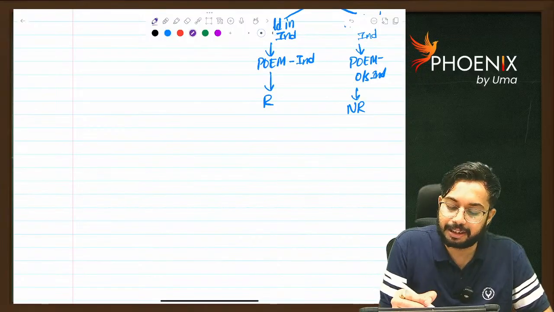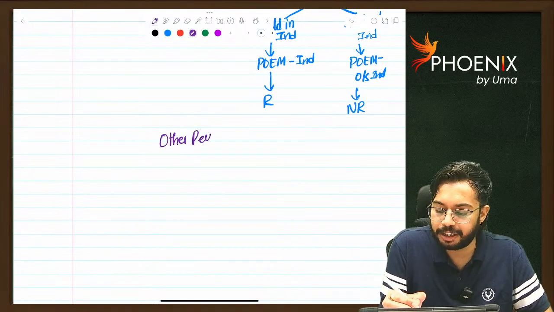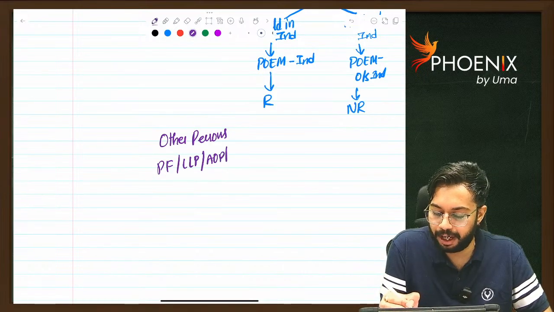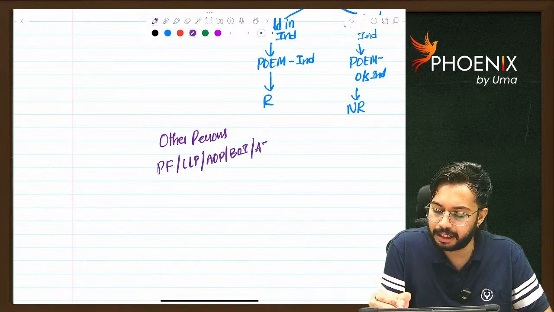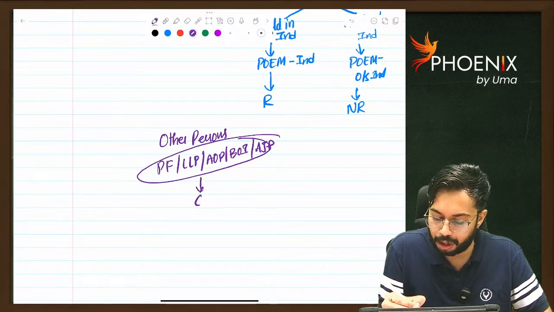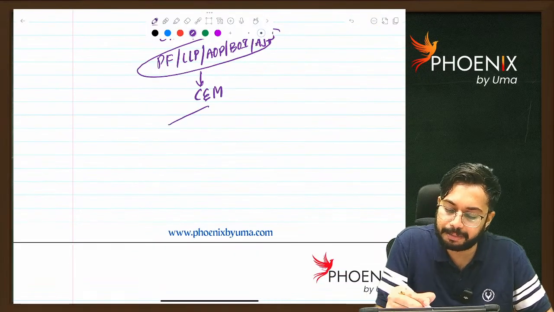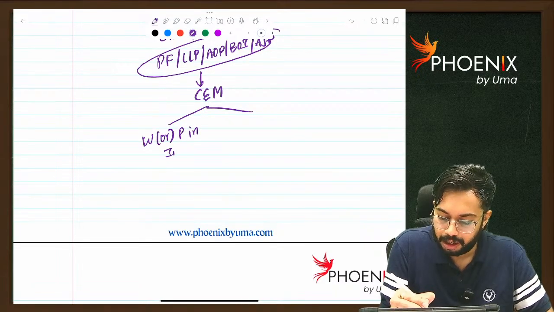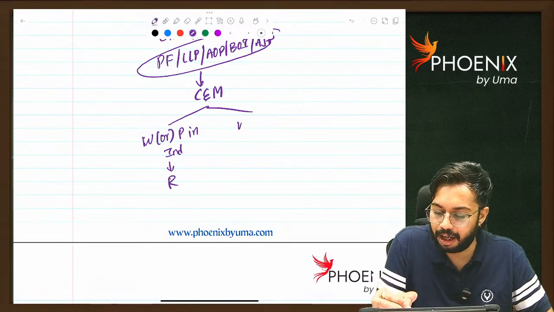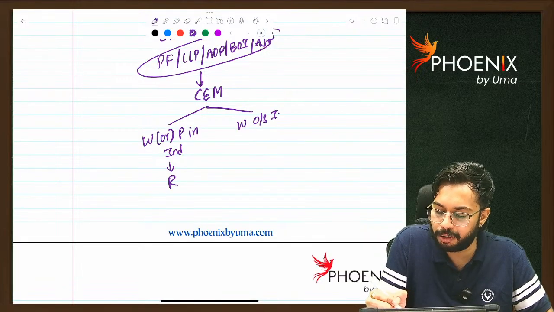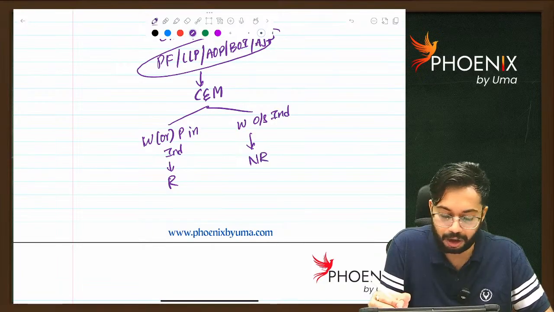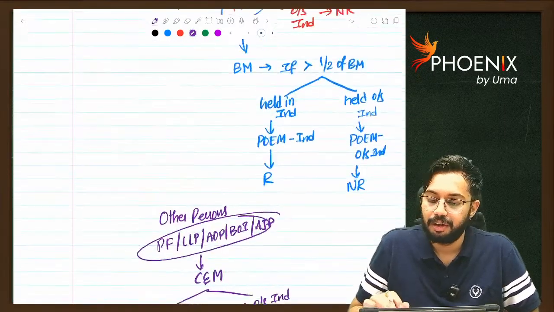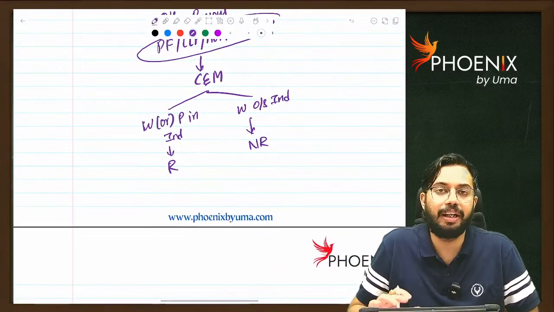Next, for other persons, meaning partnership firm, LLP, AOP, BOI, AJP, for all these persons we are going to check control and management. If control and management is wholly or partly in India, then they will be treated as resident in India. If control and management is wholly outside India, then they will be treated as non-resident. So this is a brief revision of residential status.